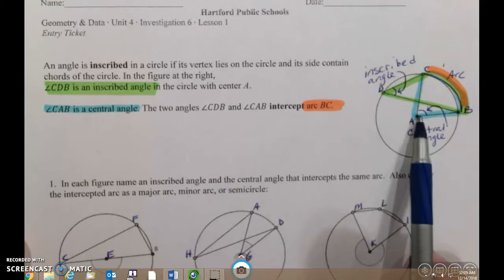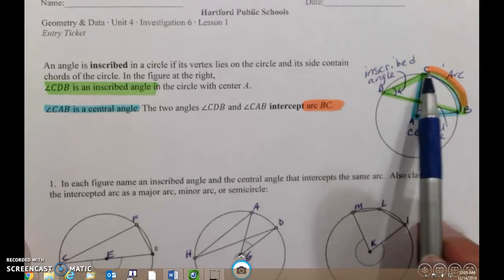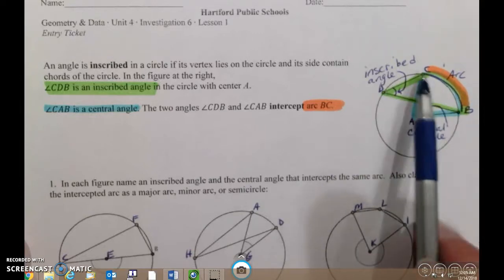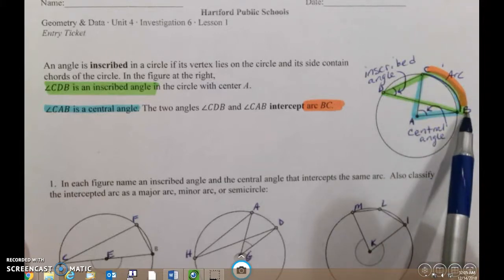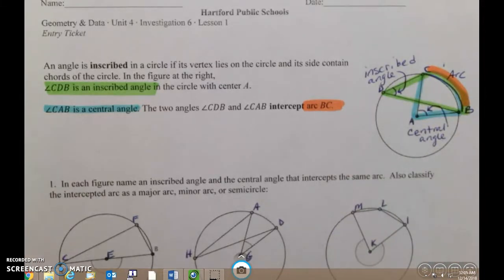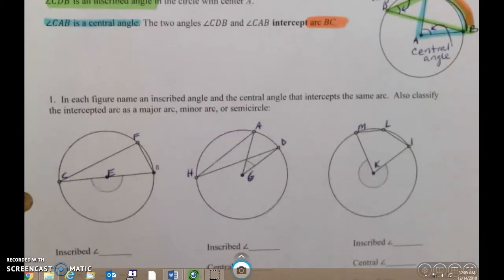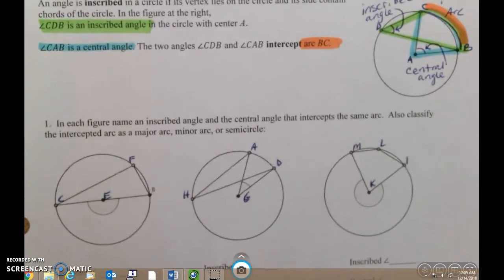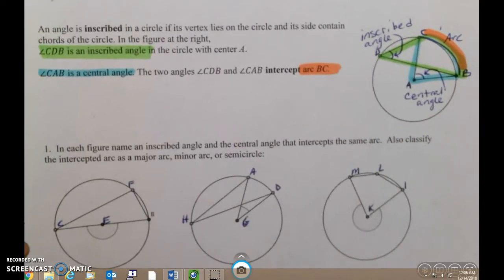And so we're going to be looking at angles today where an inscribed angle and a central angle together both intercept the same arc. So if you look at the examples down below, I'm going to be using green to mark the inscribed angles, and blue to mark the central angles, and orange to mark the arc that they share.